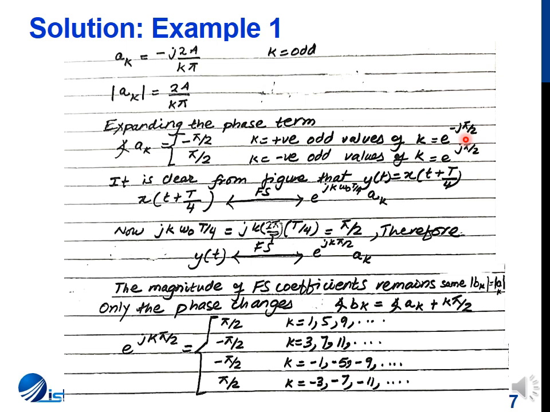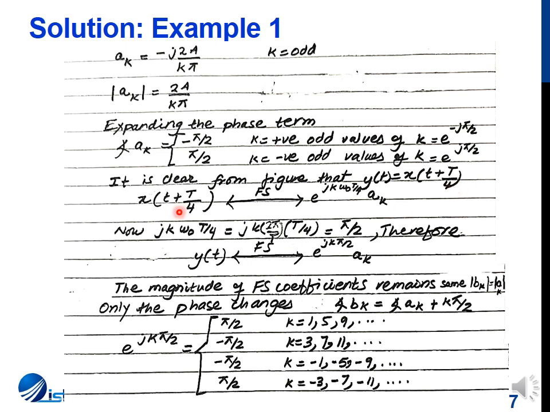How do we know that this is phase and not frequency? Because if it was frequency, then we would have had a t multiplied in the power of this complex exponential, and we also know that phase into time is frequency. But since there's no time term t appearing, we know this is phase. So it was clear from the figure that y of t is equal to x of t plus T by 4. So we have a time advance or a left shift by T by 4 units.